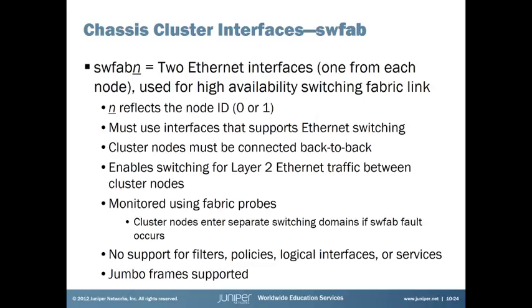So this is another interface from each device, used for high availability switching fabric link, and we must use interfaces that support Ethernet switching. Cluster nodes must be connected back to back and enable switching for layer 2 Ethernet traffic between the cluster nodes. Okay, so there's another interface that we've lost.